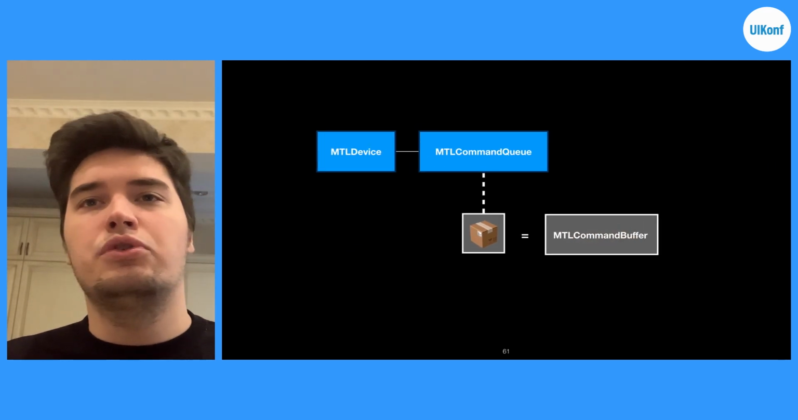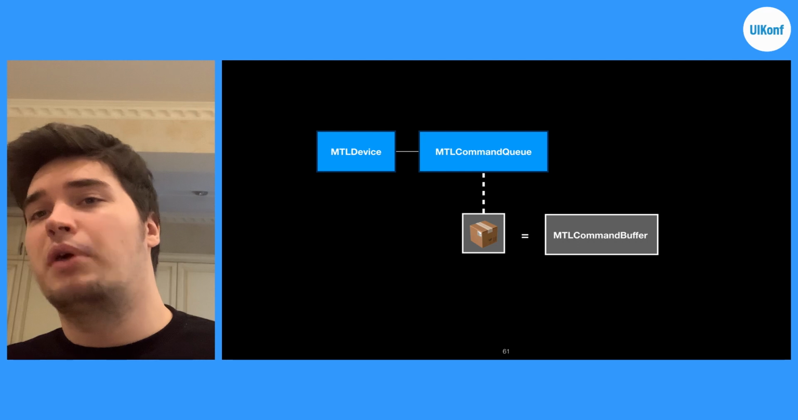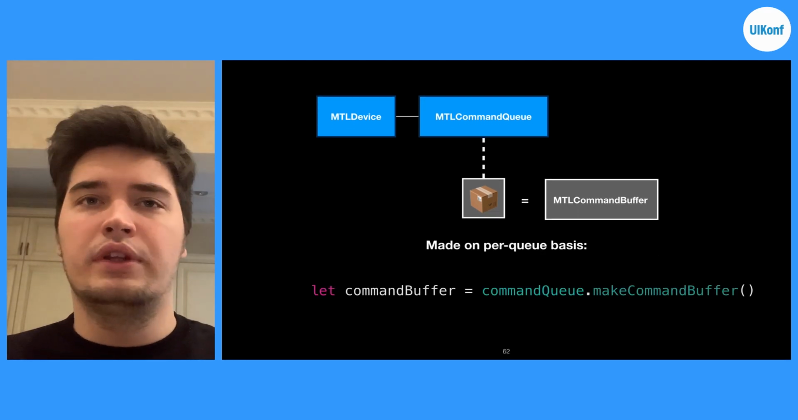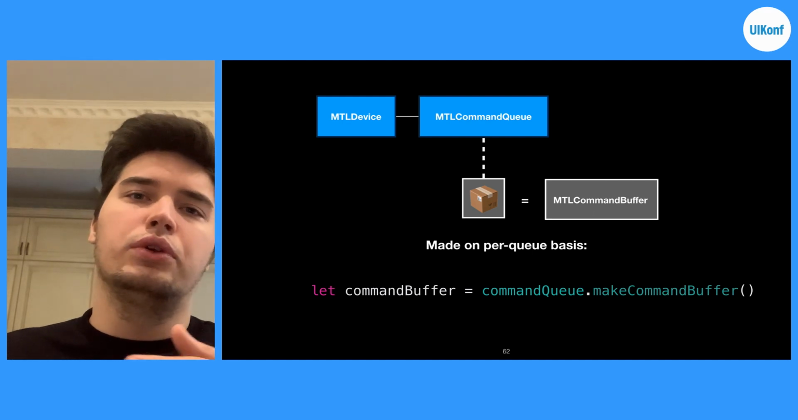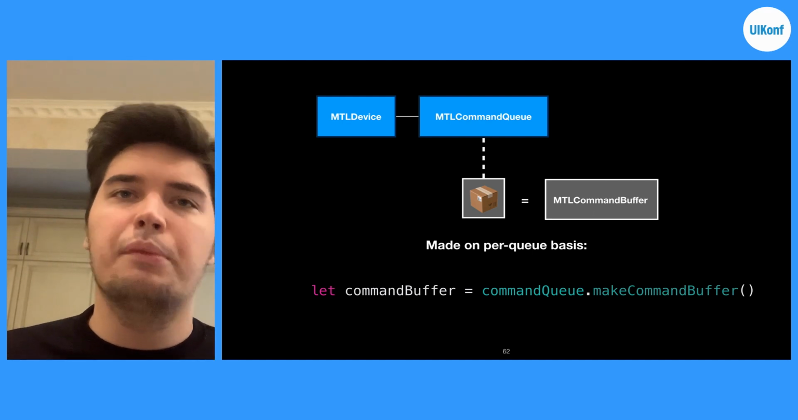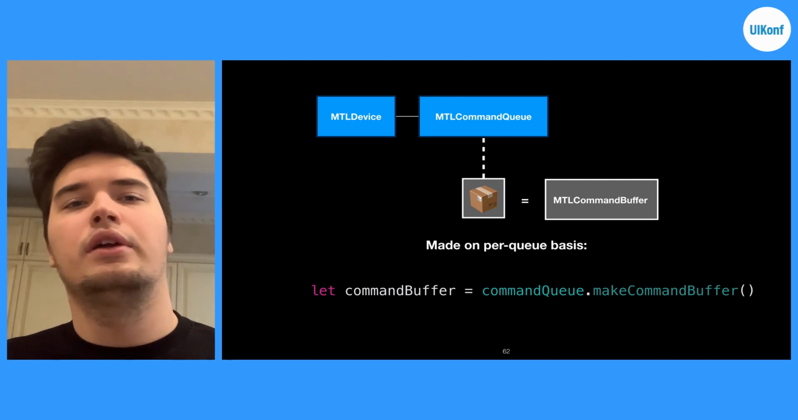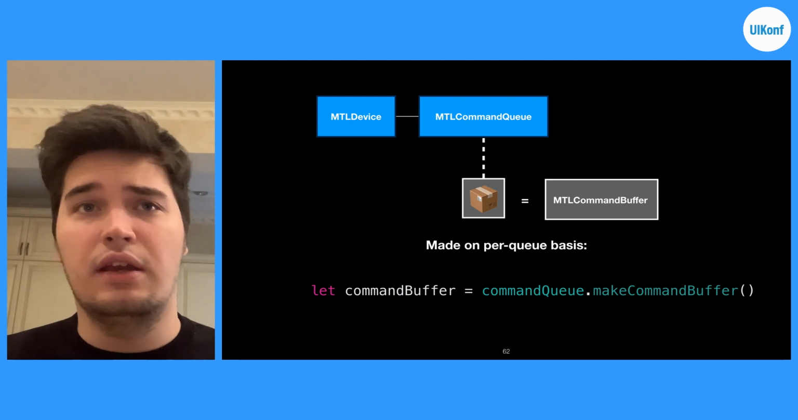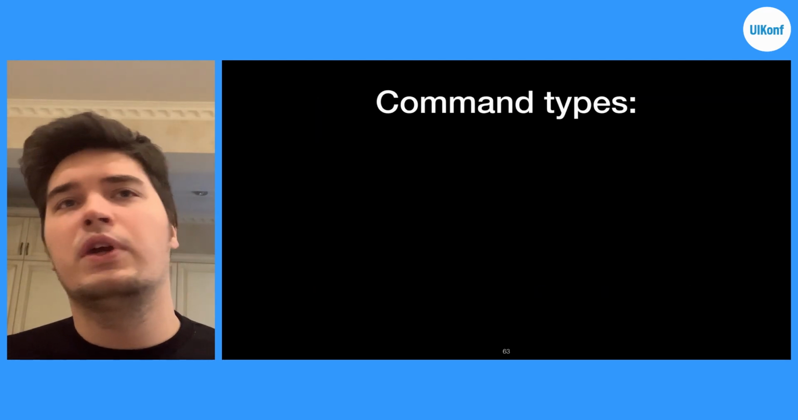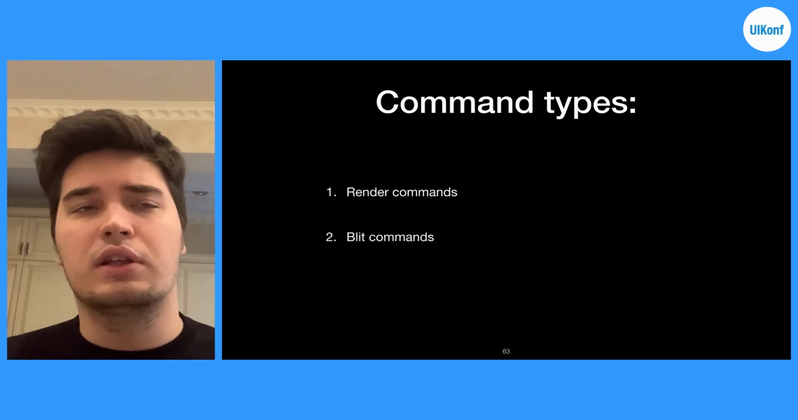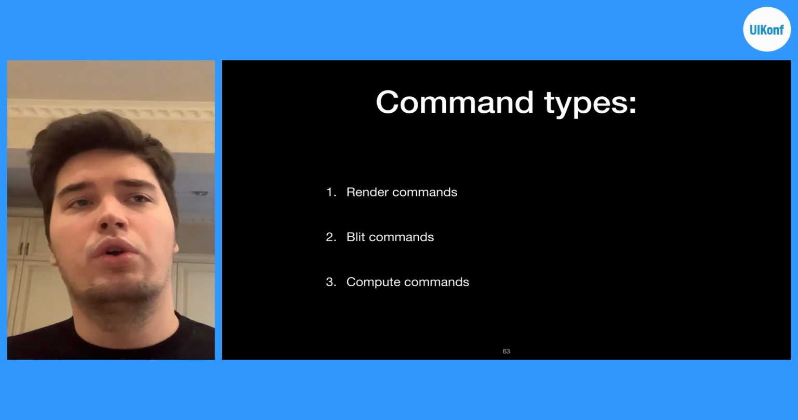Those packs that we see are just MTLCommandBuffer objects. In order to get one, you still have to use the dependency injection way, so you create it out of the command queue. You say makeCommandBuffer, and you get an empty command buffer that doesn't contain anything. We can fill it with 3 types of commands. We can mix and match them and basically put them in any order.